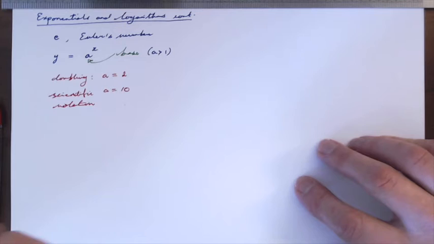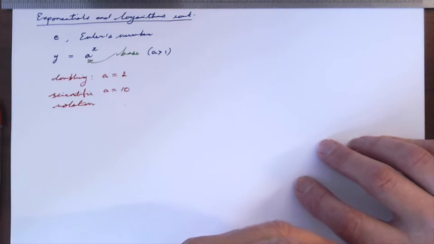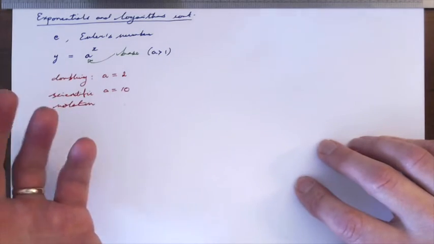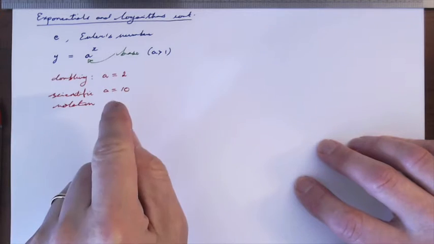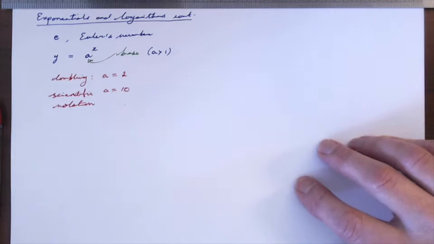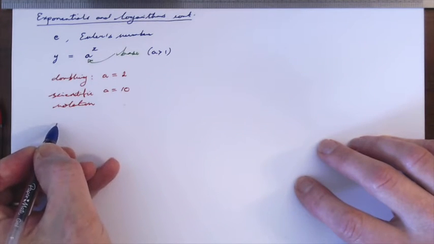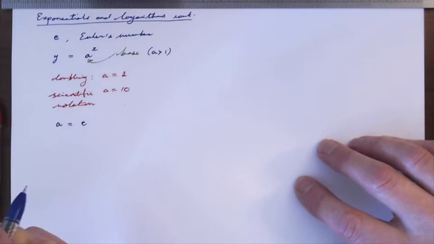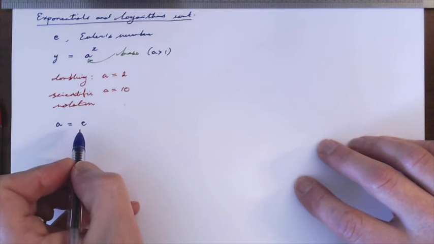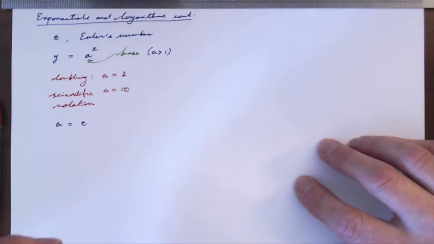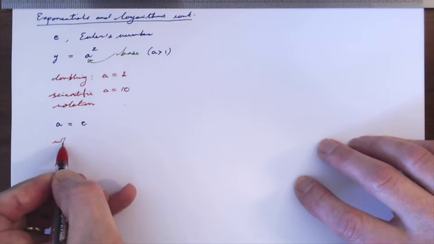However, here's the interesting thing. Probably in over 90% of applications of exponentials in mathematics and in science, we do not use 2 or 10 or any other number for the base except for the particular number, choosing the base a equal to e. We choose this number e to be the base. And that might seem perhaps mysterious, particularly when I tell you what the value of e is. What is the value of e?